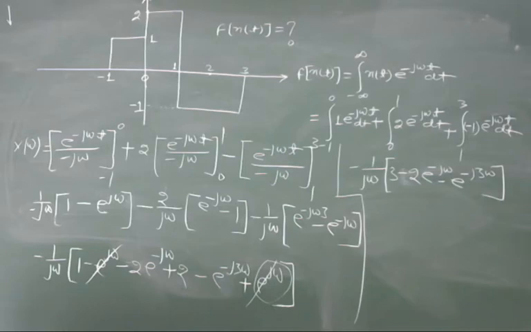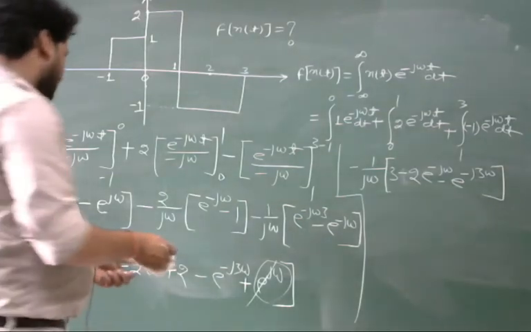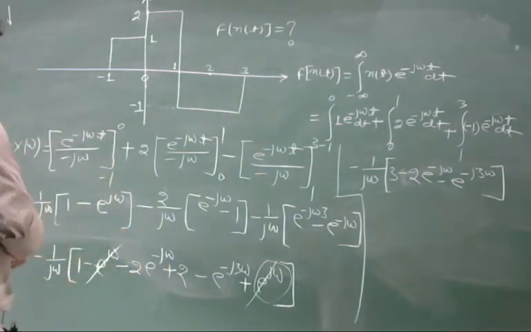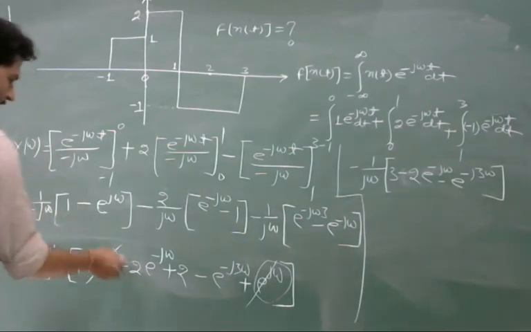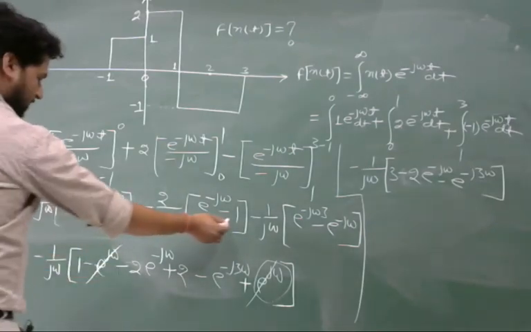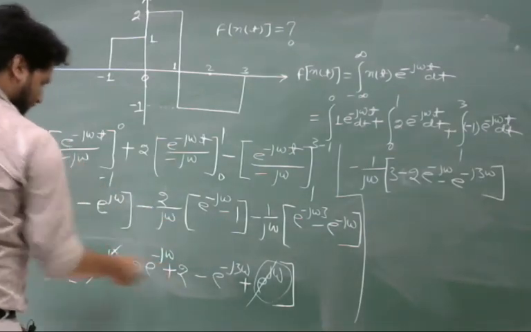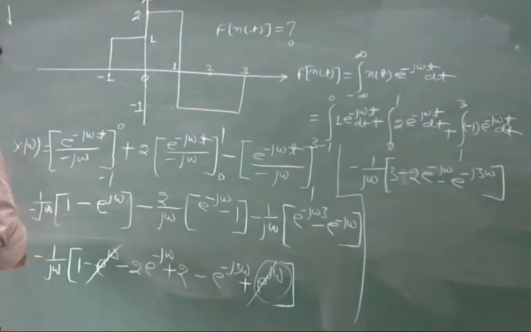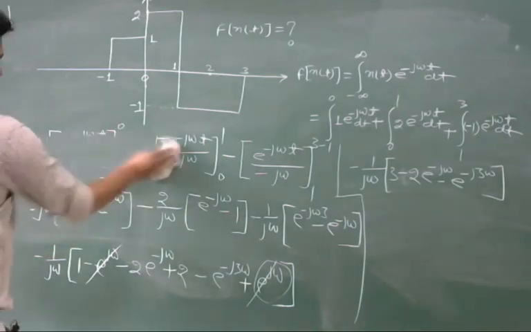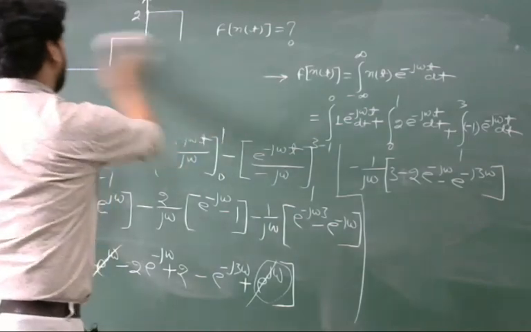From the Fourier transform, one very common question is, this is minus 2 actually, this is minus 2 and minus 1, this will become plus 1, so this will remain as plus 3.